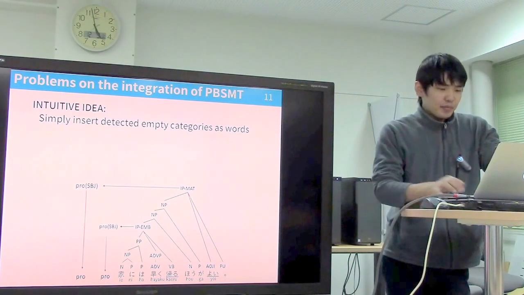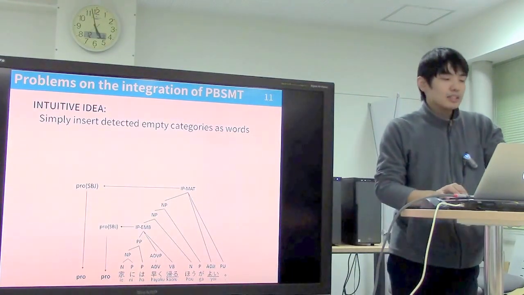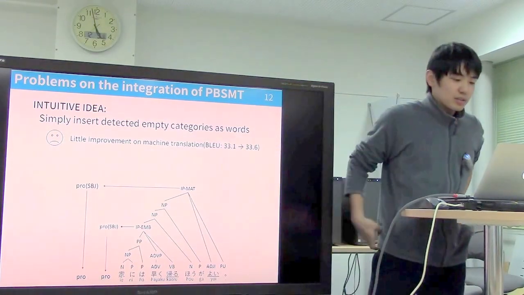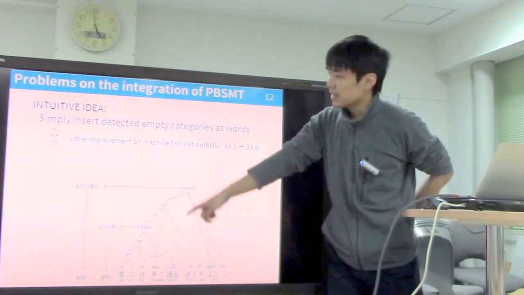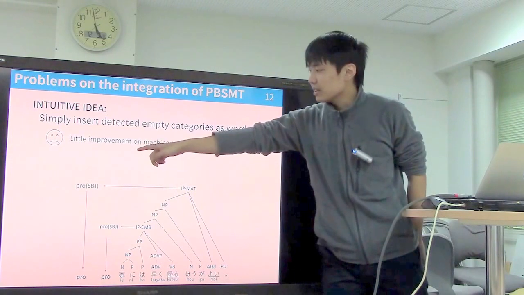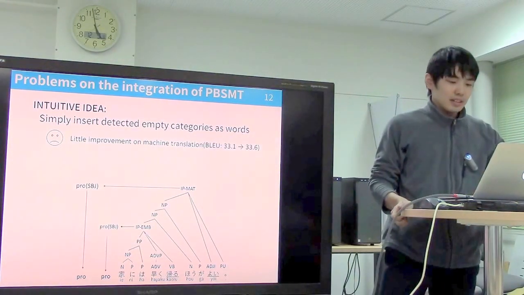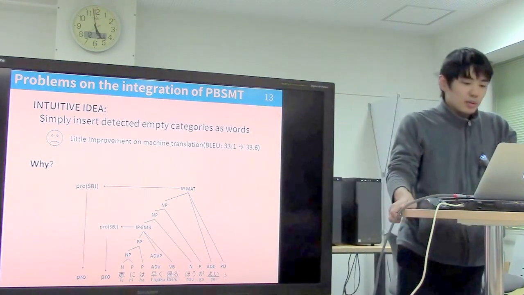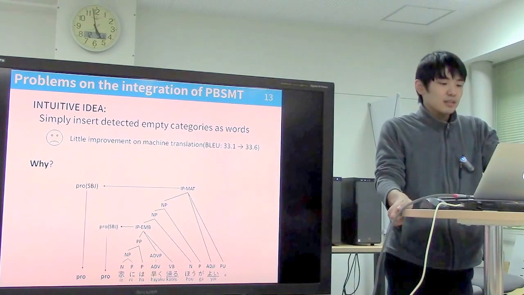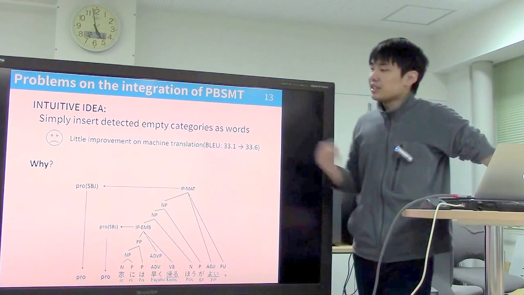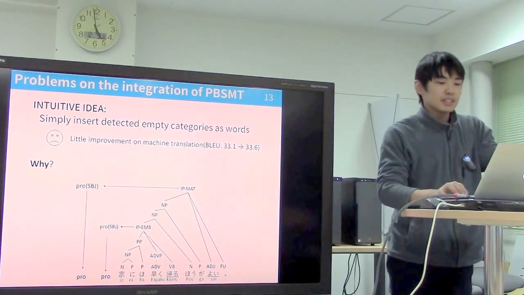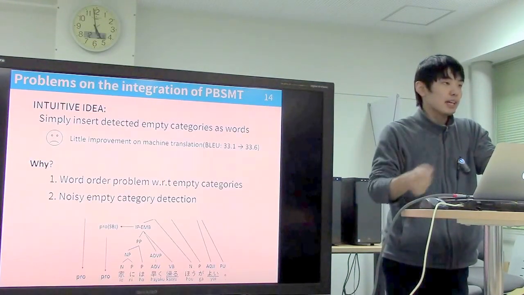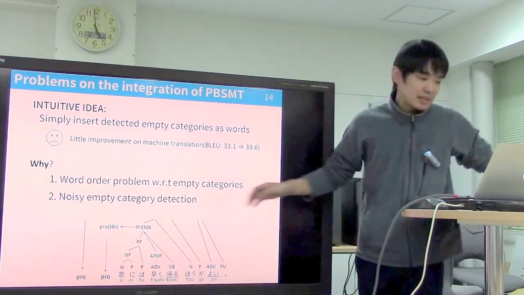But in our observation, this doesn't work well in the PBSMT system. Our experiment shows that this simplest insertion brings only a little improvement in machine translation. Why doesn't it work well? As our investigation shows, there are two problems in integrating the empty category detection into PBSMT systems. One is the word order problem, and the other is the accuracy of the empty categories. I'd like to explain these problems in more detail.